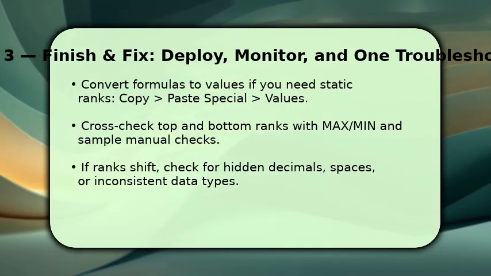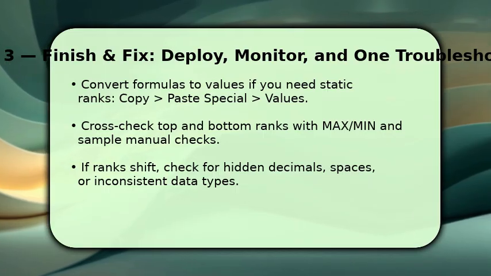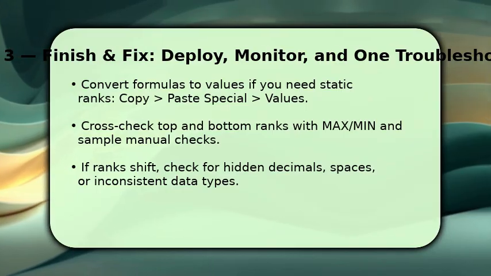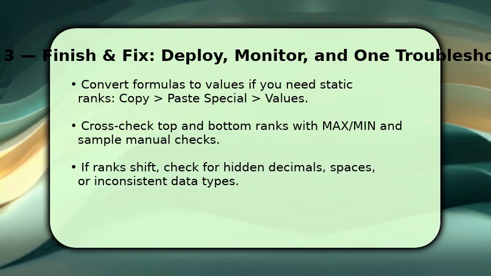If ranks change after copying or look wrong, inspect for hidden decimals, leading or trailing spaces, or text-formatted numbers. These are common culprits. If problems persist, recalc with F9 and reevaluate your helper column conversions.